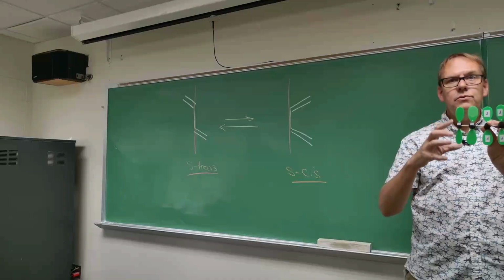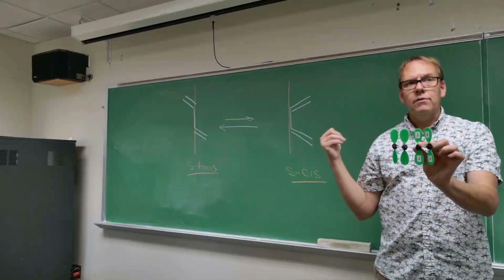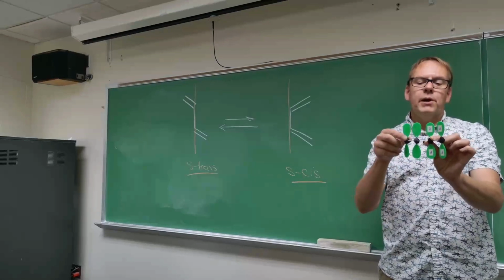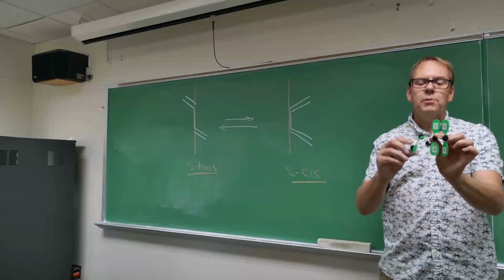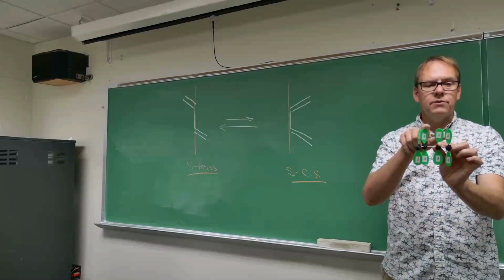So the two conformations I have up on the board here, s-cis and s-trans, those are two conjugated conformations. And there's some barrier to rotation about that central bond because there's some double bond character through there, because there's some overlap between these overlapping p orbitals.